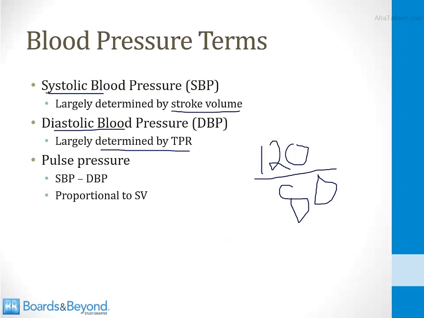One other important blood pressure term is the pulse pressure. This is the difference between the systolic and diastolic pressure. So for example, for a patient with a normal blood pressure of 120/80, the pulse pressure would be 40. And this is also proportional to the stroke volume. Remember what I told you before, the height of the blood pressure, meaning the maximum value or the systolic pressure, is determined by the stroke volume. This means that the difference between these two numbers, or the pulse pressure, is also determined by the stroke volume.